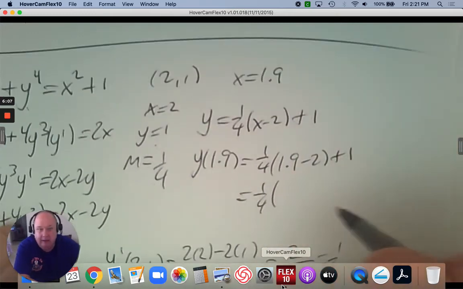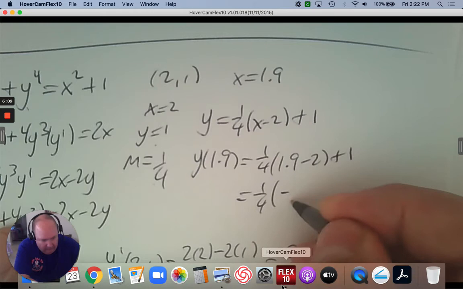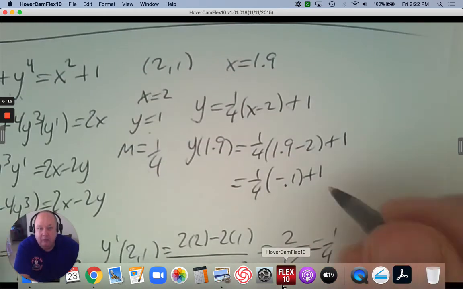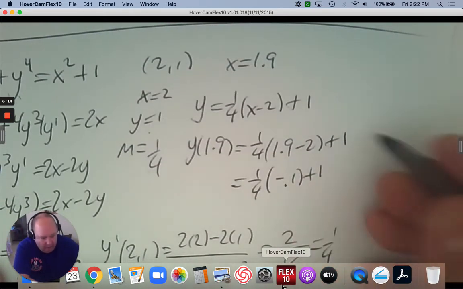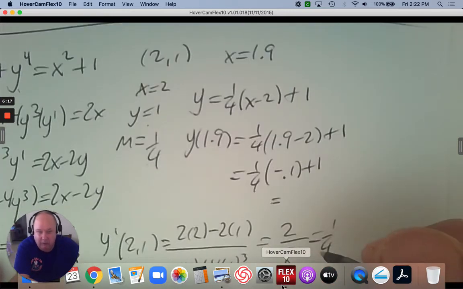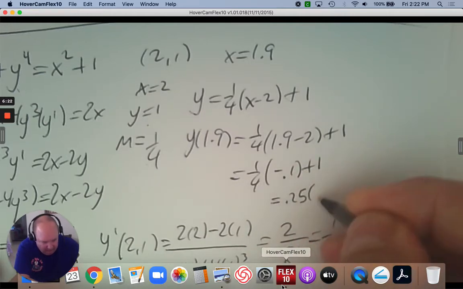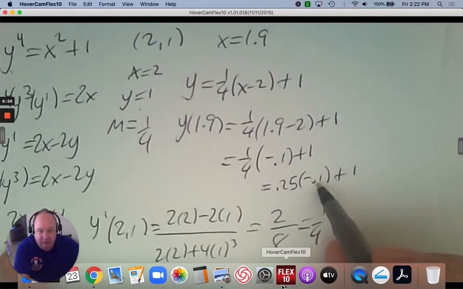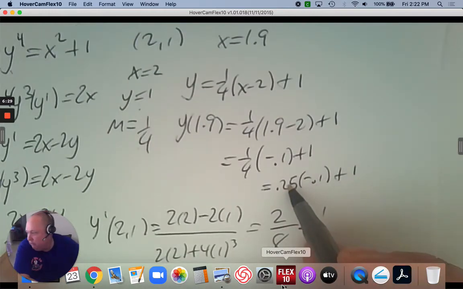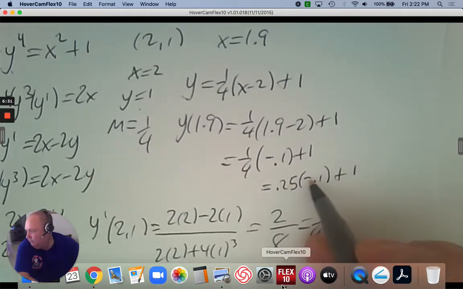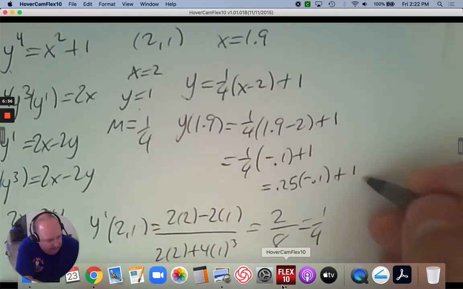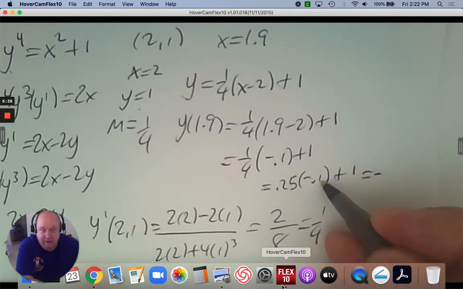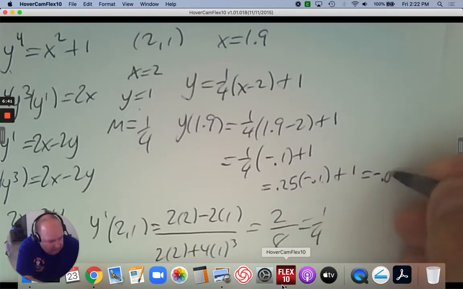So 1.9 take away 2 is negative 0.1. When I multiply this, I get 1 quarter times negative 0.1. So that's kind of tricky. 1 quarter is 0.25 times negative 0.1. That's a little bit easier because if I multiply times 1, it's still 25, but I have to move the decimal. Make sure I'm doing it right here. So if I multiply these together, I have to move the decimal. It's negative 0.025.